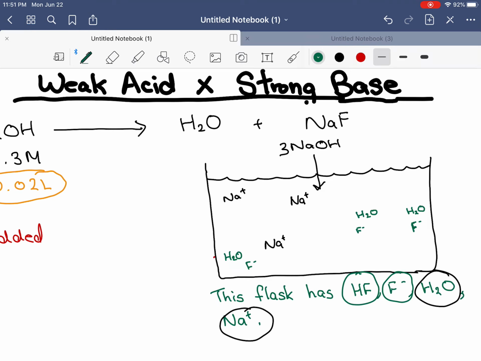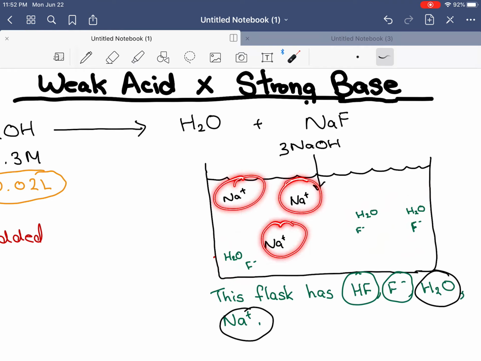Take a look at my beaker right now. I have no more HF. All the HF has gone on to become H2O and F minus. I remember I have 3 HF to start with, so it makes sense. I have 3 of these H2O and F minus. I still have 3 of these Na plus that's really doing nothing, right? So what's the pH? Now, you may think it's going to be 7, just like when we saw with strong acid and strong base. It's going to be 7.